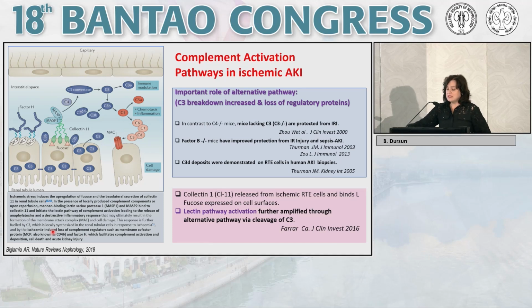In human beings, C3d deposits from alternative pathway activation were demonstrated in human AKI biopsies, especially on tubular basement surfaces. Recently, lectin pathway activation was also shown to be important due to increased collectin release from ischemic renal tubular epithelial cells binding fucose expressed on cell surfaces. And this lectin pathway activation is further amplified through the alternative pathway via cleavage of C3.